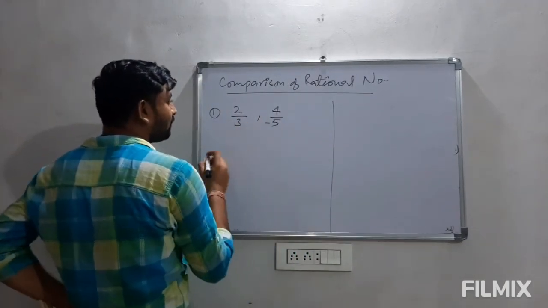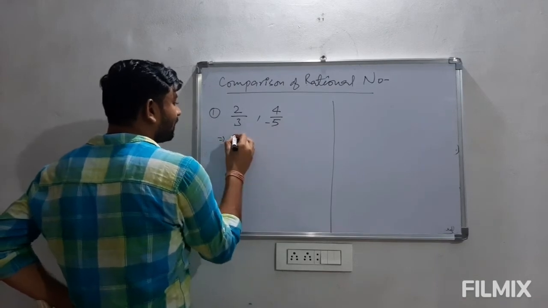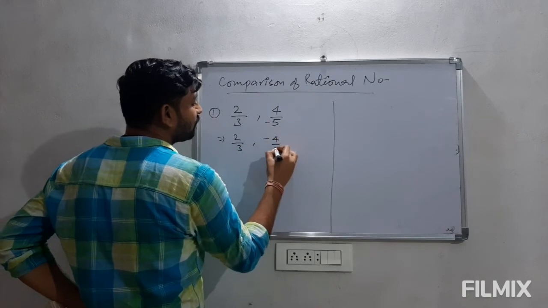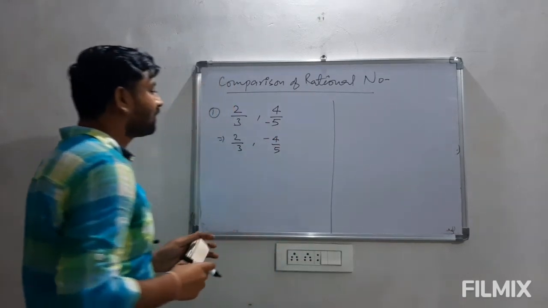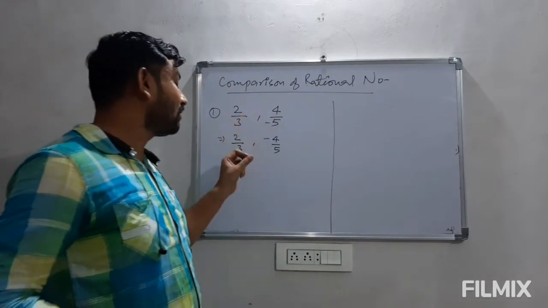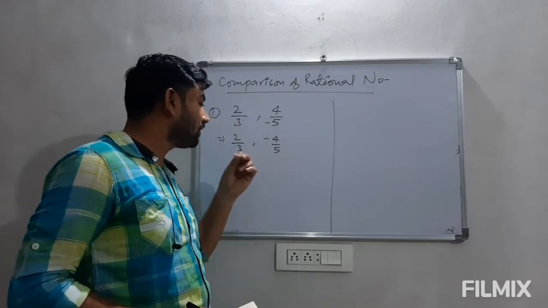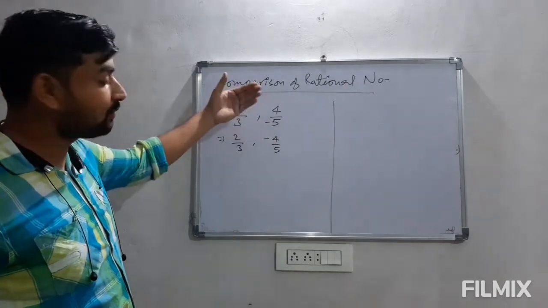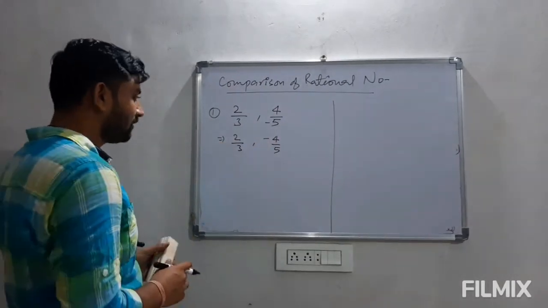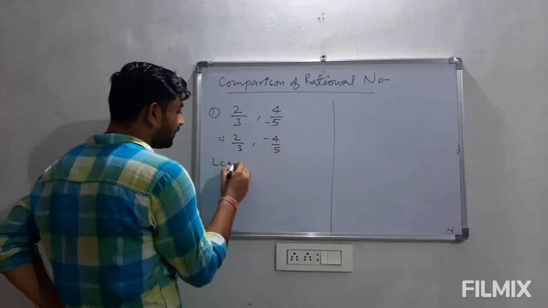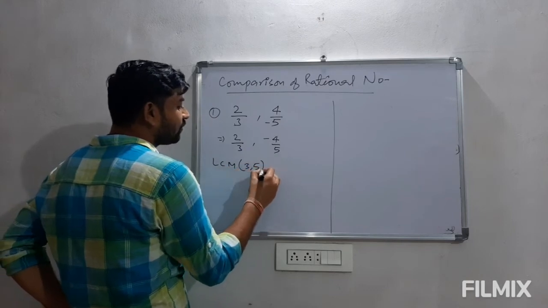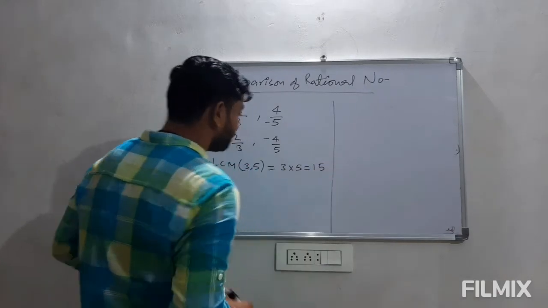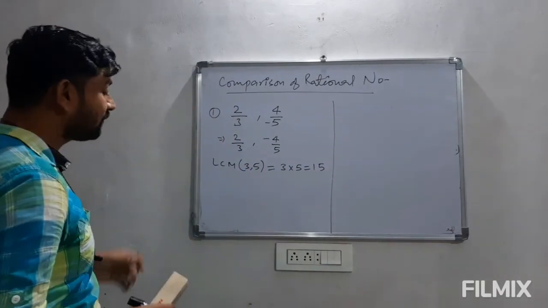So here first of all what we have to do is we need to write them in standard form, that is minus 4 upon 5. Standard form means the minus sign will always be in the numerator of a given rational number. Here it is minus 5 in the denominator, so we have to write this in the numerator. Then we have to calculate the LCM of the denominators. So LCM of 3 and 5, if you calculate this, you will get 15. So the LCM will be 15.